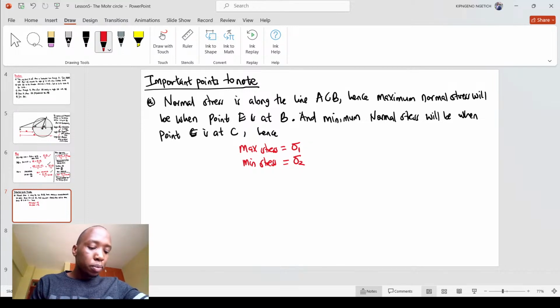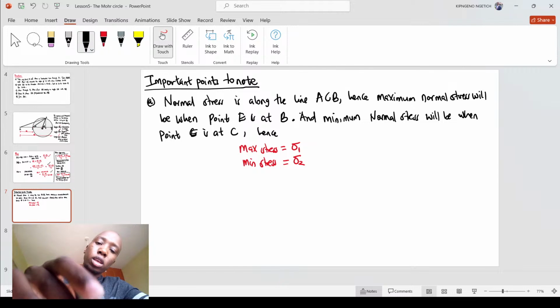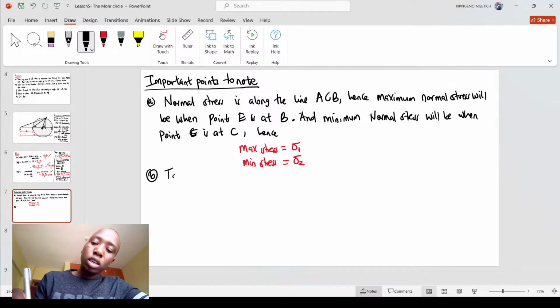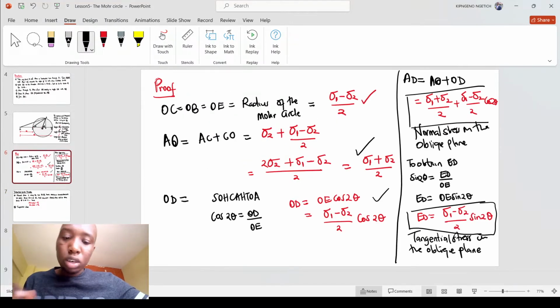B, tangential stress. Here is the formula for tangential stress. In our class, we had said that it will be maximum when sine 2 theta is equal to 1. And if sine 2 theta is equal to 1, it will be maximum when we are just taking stress 1 minus stress 2 over 2.